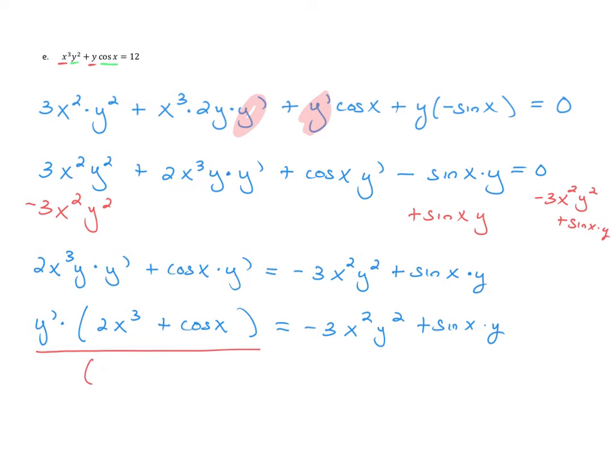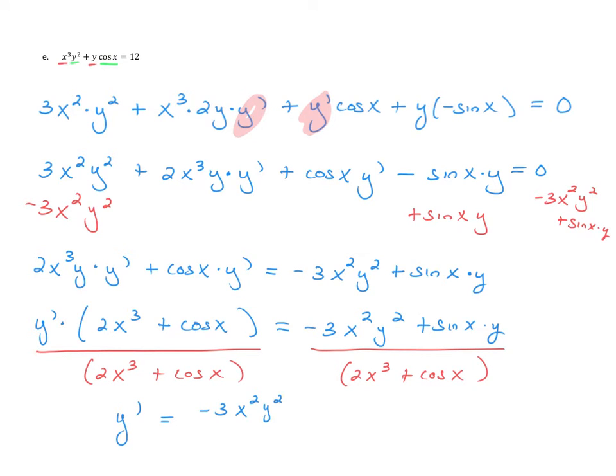Divide both sides by 2x cubed plus cosine x. And I have my answer. My answer is, the derivative is negative 3x squared y squared plus sine x times y all over 2x cubed plus cosine x. And that's it.